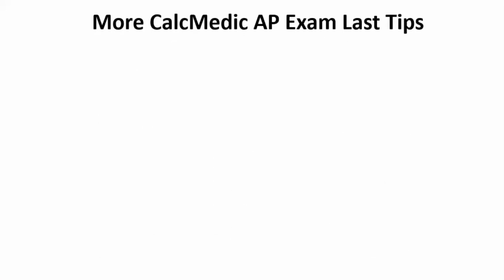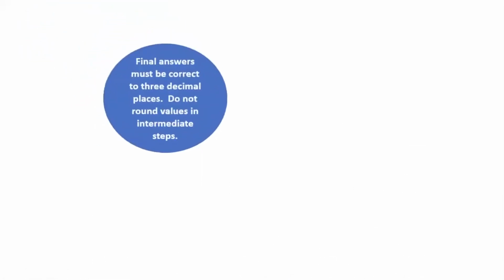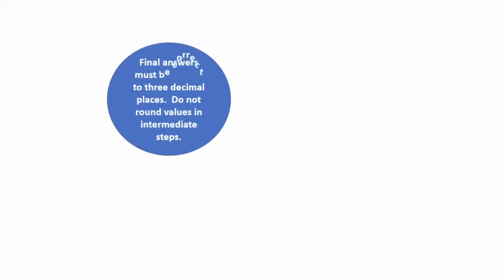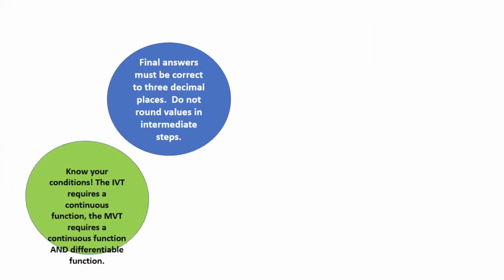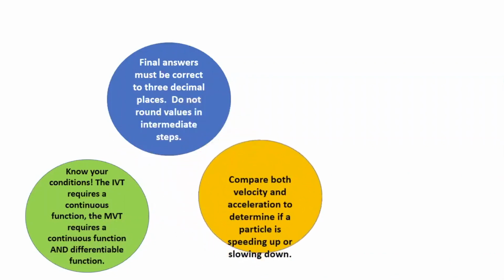Now we have the last few tips from CalcMedic. Final answers must be correct to 3 decimal places. Do not round values in intermediate steps. Know your conditions. The intermediate value theorem requires continuous functions. The mean value theorem requires a continuous function and a differentiable function.